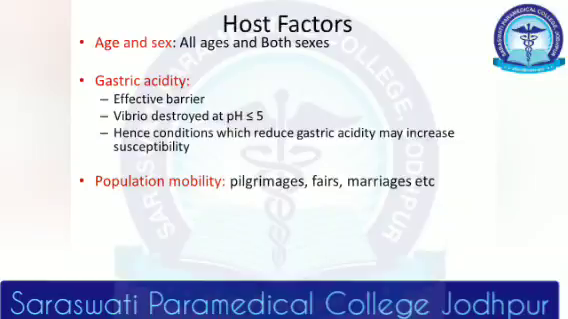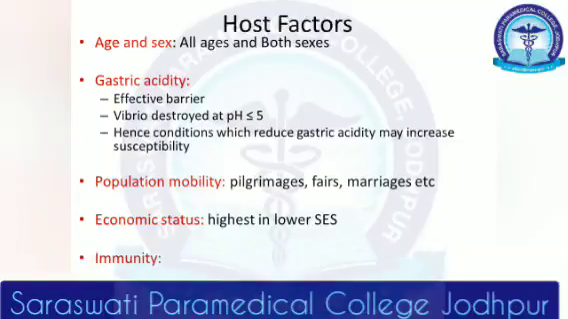Population mobility, that is, people's participation in pilgrimages, fairs, marriages, increases the risk of contracting cholera. Economic status: the incidence is highest in the lower socioeconomic strata. Immunity: an attack of cholera confers some immunity, but the duration is not known. And vaccination also gives temporary immunity, and that too partial, for 3 to 6 months.